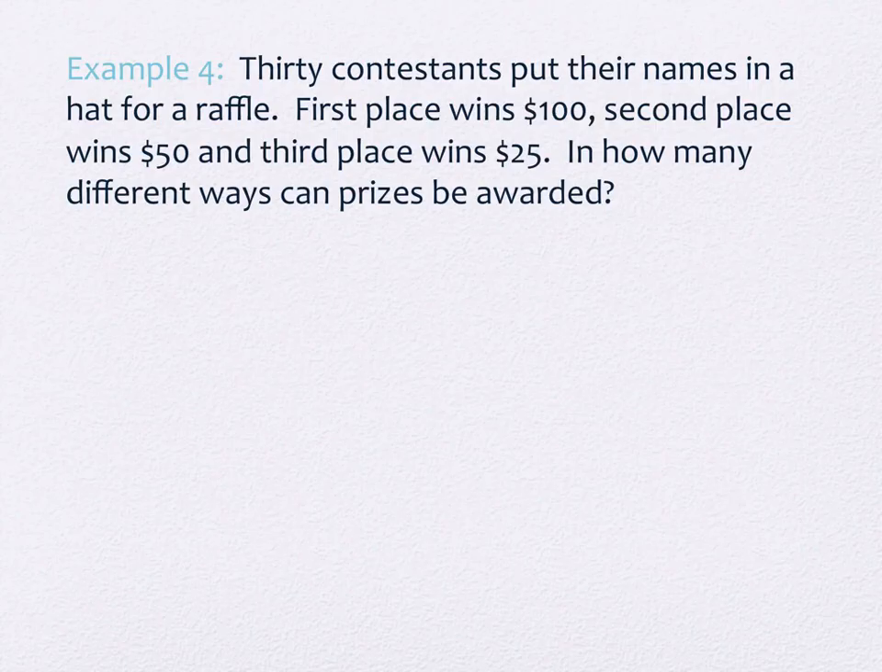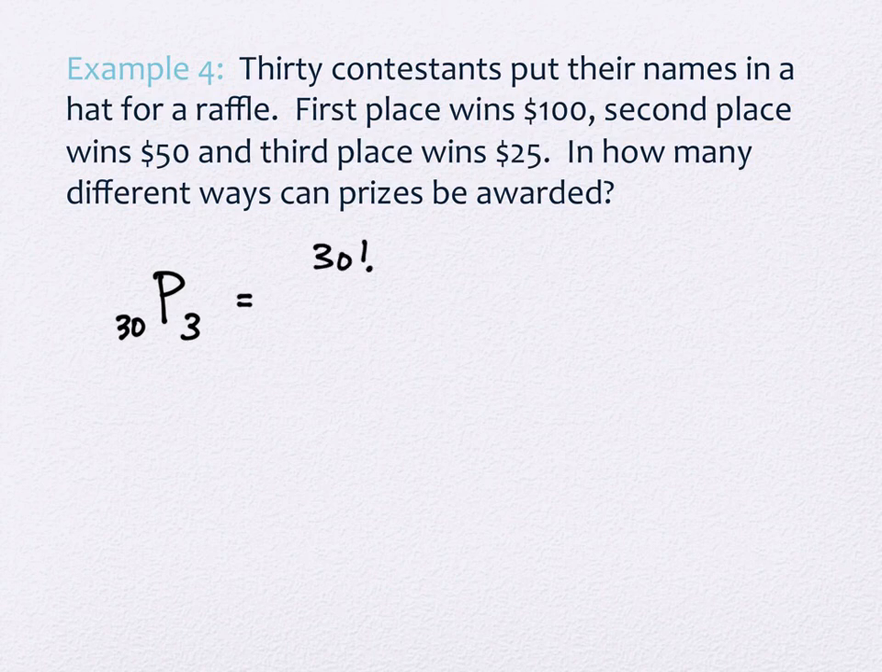Okay? So if I'm thinking about this with this notation, how many am I choosing from? How many names are in the basket? 30. And how many of them are going to win something? 3. So this is 30P3. Now I'm going to talk about why it's a permutation in a second, but let's do the calculation so we can see how it works first.